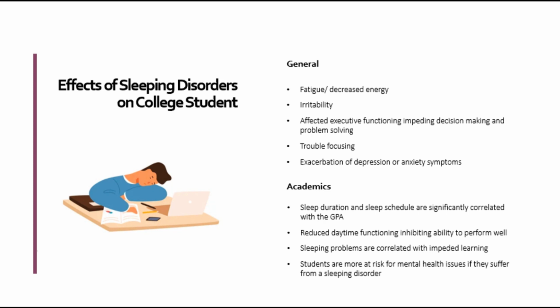In a study by Buboltz and colleagues, it was found that sleep duration and sleep schedules are significantly correlated with a student's GPA. As sleep duration decreases, GPA decreases as well. And as sleep schedules become more irregular, GPA decreases. When a student gets poor sleep, they have reduced daytime functioning, which can inhibit their ability to perform well on their academic tasks.